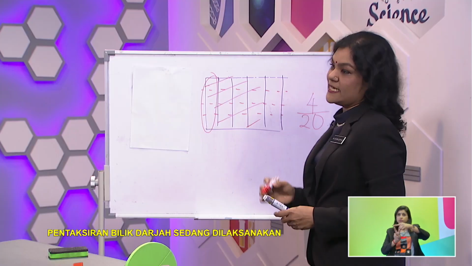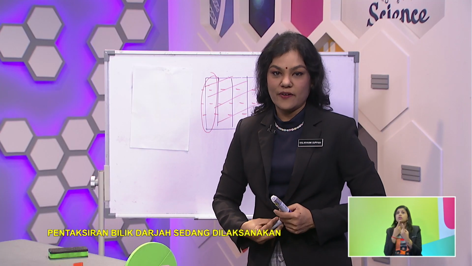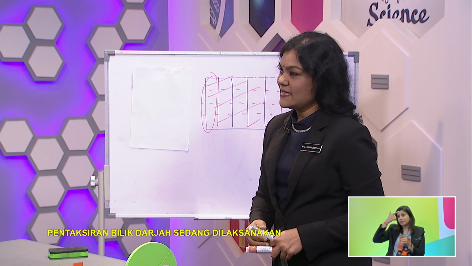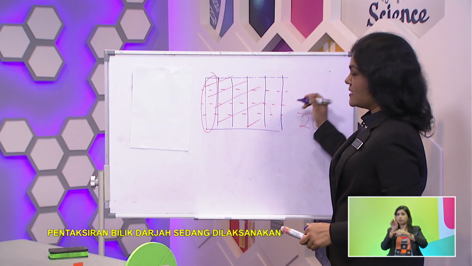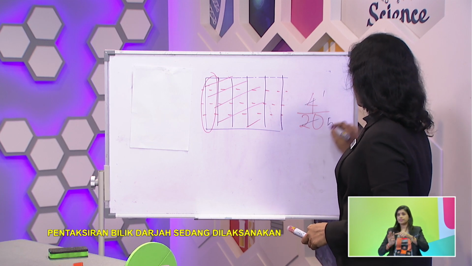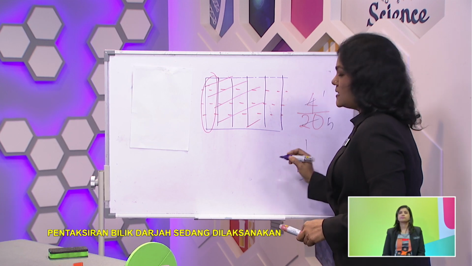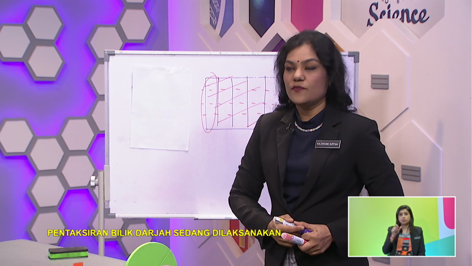4 over 20 is not the simplest form, right? So how to make it? So it becomes 1 over 5. Yes. As usual, we do the cancellation method, 1 over 5. So kids out there, you can answer it as 1 over 5.